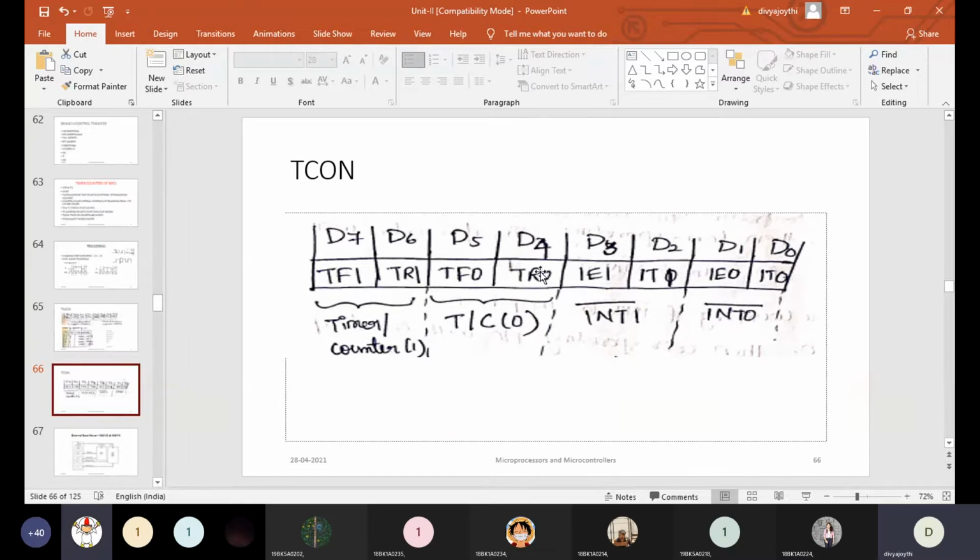And if you observe the higher nibble, that is nothing but D4 to D7. So here also you can see TR0, TR1, TF0 and TF1.